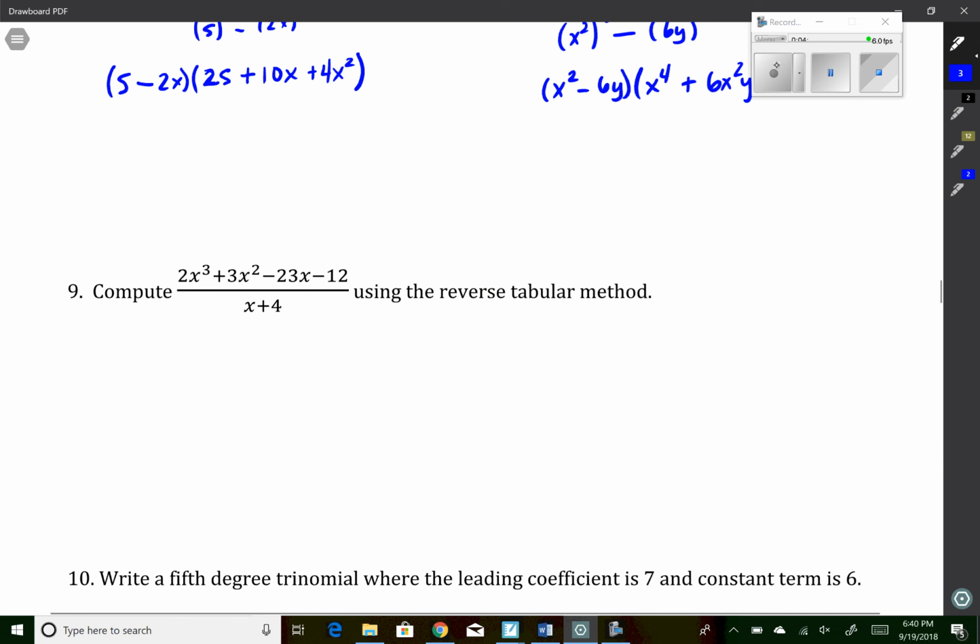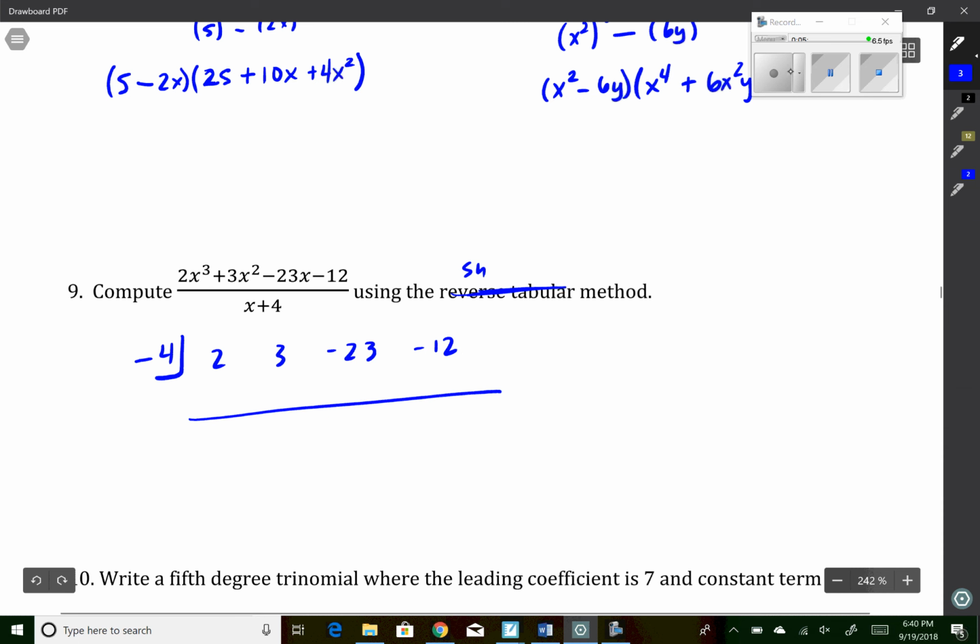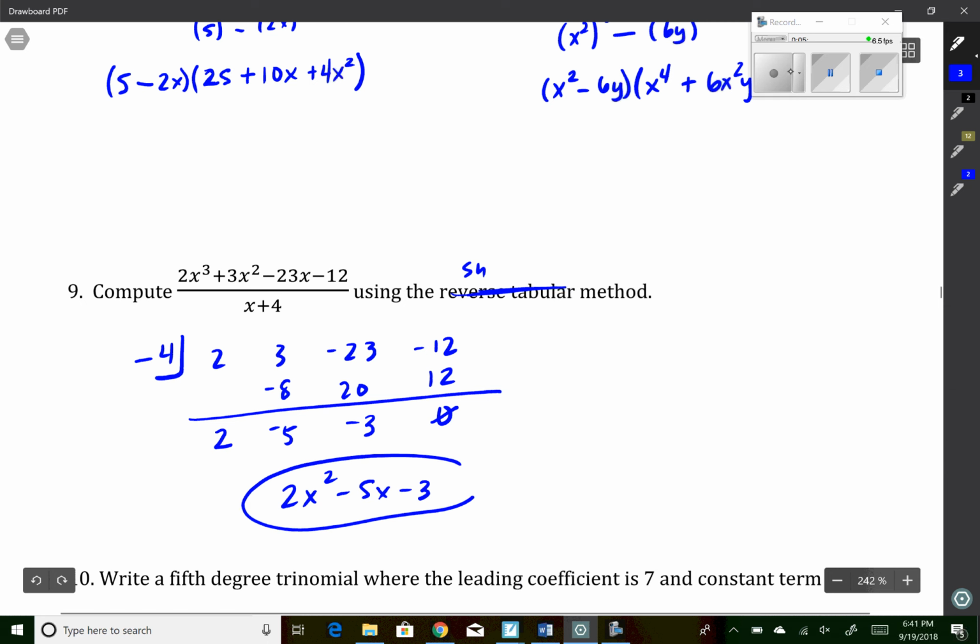For number 9, I know it says reverse tabular method. This might say synthetic division on your paper. I hope it does. Okay, so we're going to use synthetic division here. This should be hopefully a nice, easy review question for you. So we're going to start by putting -4 in the jail. We have a 2, a 3, a -23, and a -12. The 2 comes down. -4 times 2 is -8. Add those up. 2, -5, and 12... remainder of nothing. So this expression becomes 2x squared minus 5x minus 3.